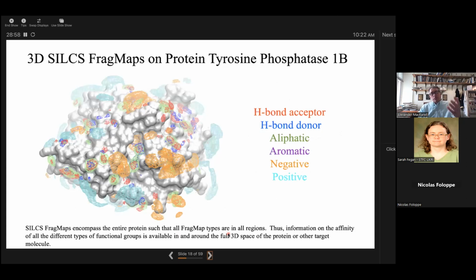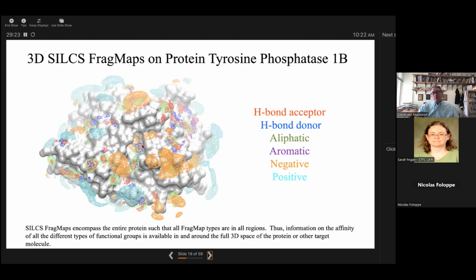So we can now start to look at some of the information content we're getting. I'm using protein tyrosine phosphatase as an example system, where you can look at the distribution of the maps. We're encompassing the entire three-dimensional structure of the protein. Here's the binding site in here, and you can see your various hydrogen bond acceptor, donor, aliphatic, aromatic maps, and so on.